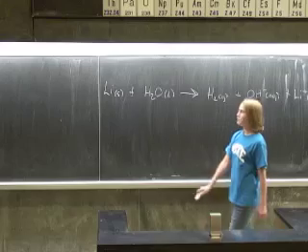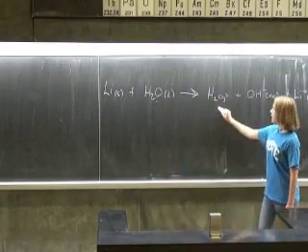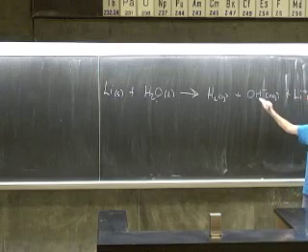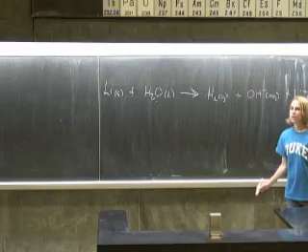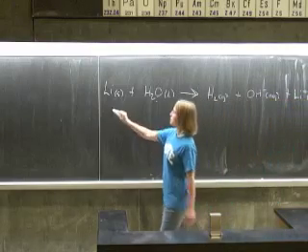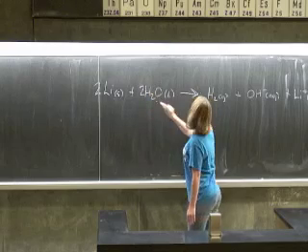Therefore, in the reaction between lithium and water, we've produced hydrogen gas and lithium hydroxide. Is this equation balanced? No. We need a coefficient of 2 in front of every species, except for the hydrogen gas.